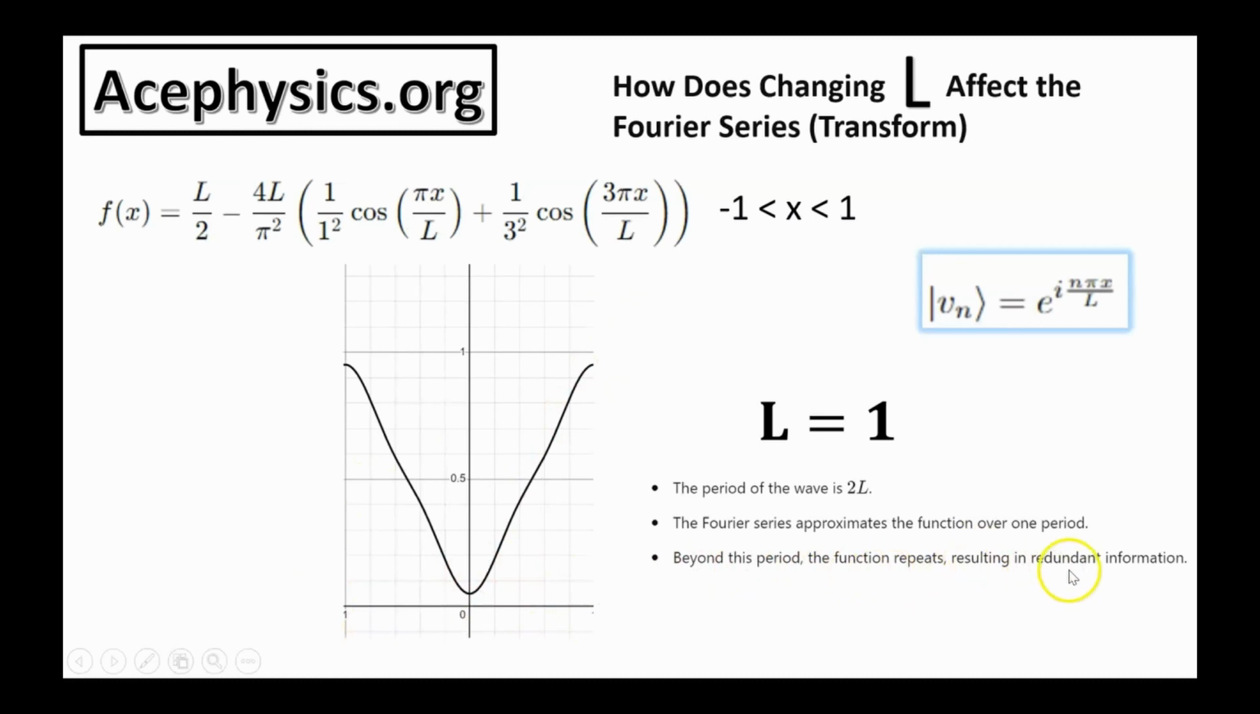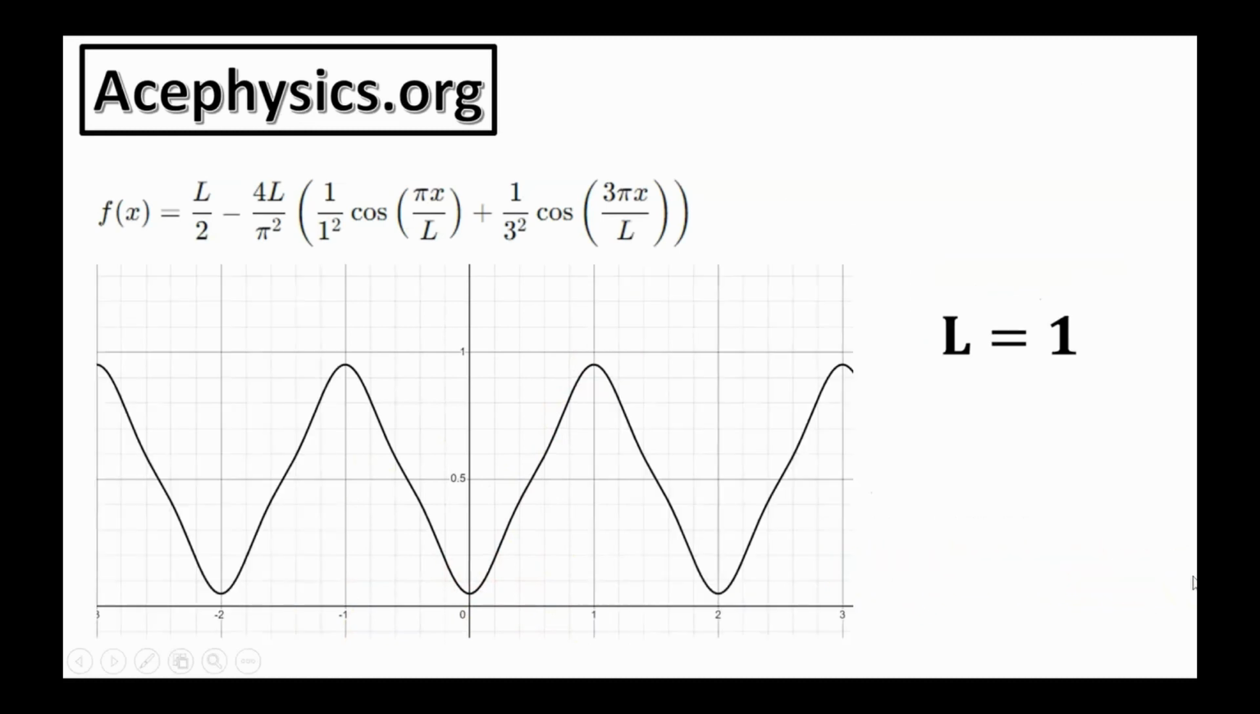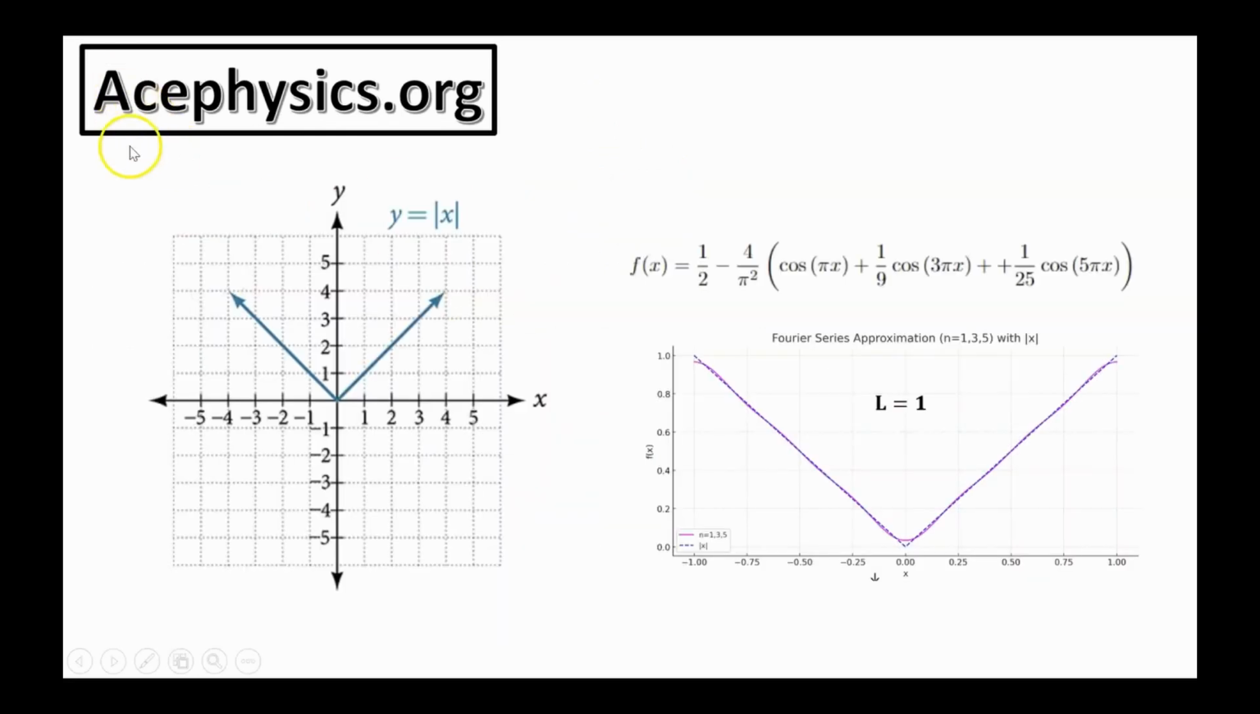Beyond this period, the function repeats, resulting in redundant information. This is only representing the absolute value of x between -1 and +1, although the Fourier series takes on all values of x, so it just repeats that over and over again. In reality, the absolute value of x has a domain which takes on all real numbers. This is a plot of the absolute value of x, and it goes on for infinity in both directions.